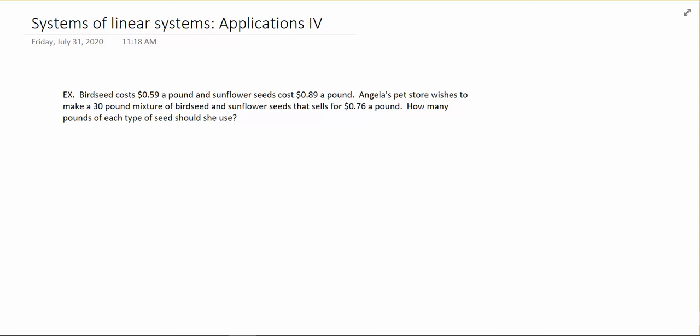And that's where the table, as I mentioned before, helps in organizing information. So let's start again with the question. Question says how many pounds of each type should we use? So clearly we don't know two things. So let's say B is pounds of birdseed we need for this mixture, and let's say S is the pounds of sunflower seeds. We don't know either of these two. And let's set up a table to solve this.